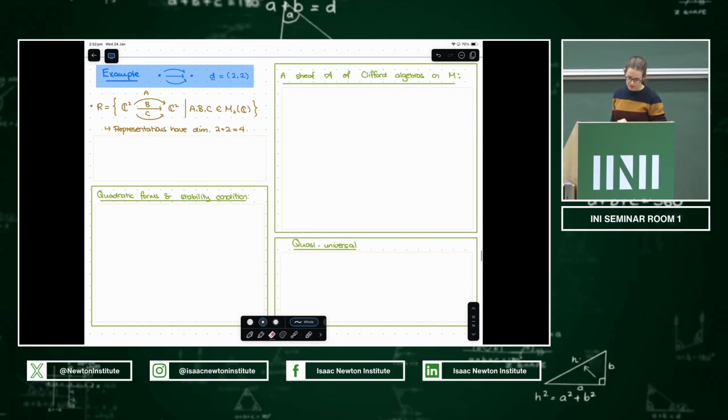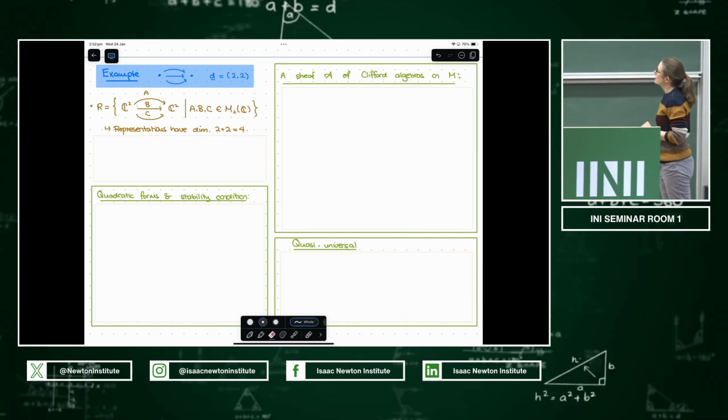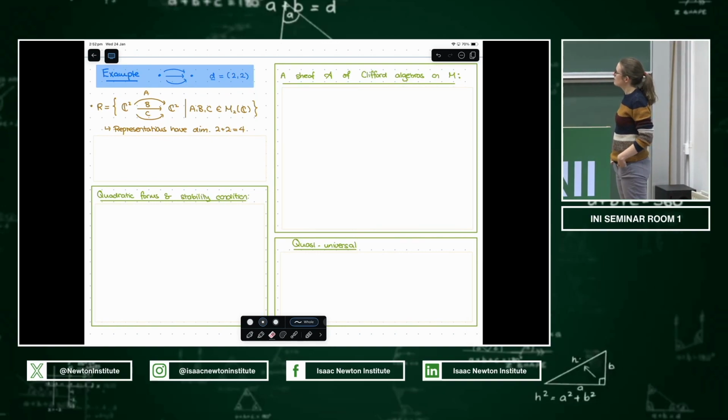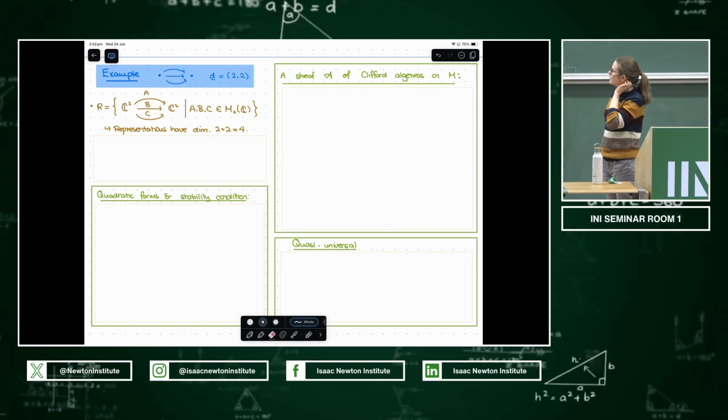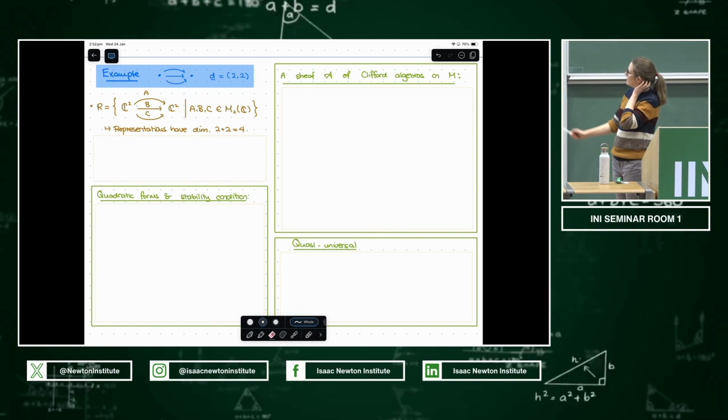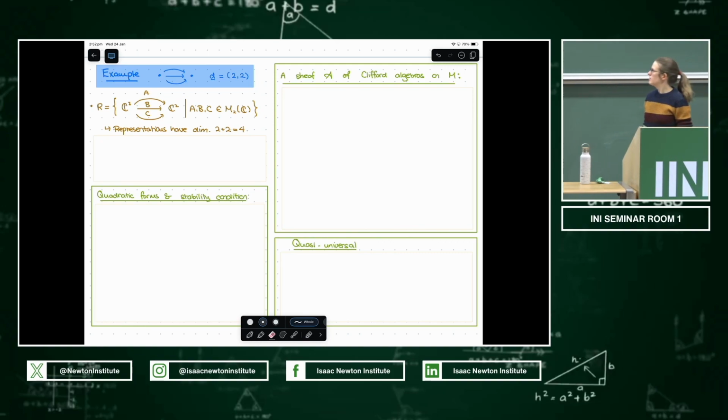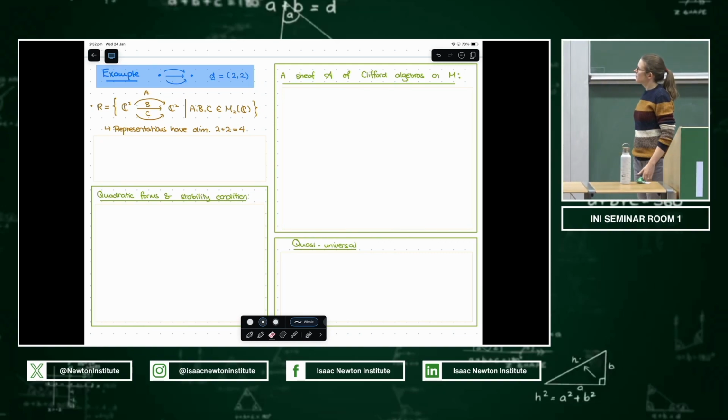So let's do an example, because that was a bit abstract, perhaps. So here's our quiver. This is what's called a generalized Kronecker quiver, when we have two vertices and a bunch of arrows in the same direction. I'm going to choose the dimension vector 2, 2. And so I'm looking at triples of 2 by 2 matrices. And my representations have dimension 4.